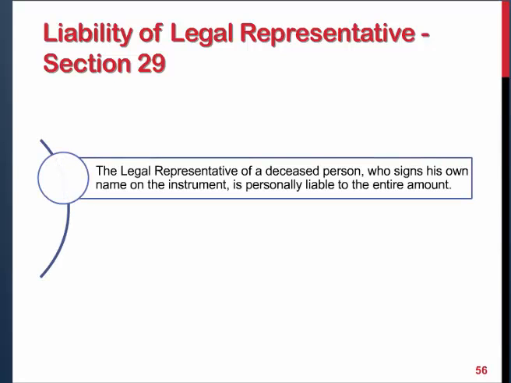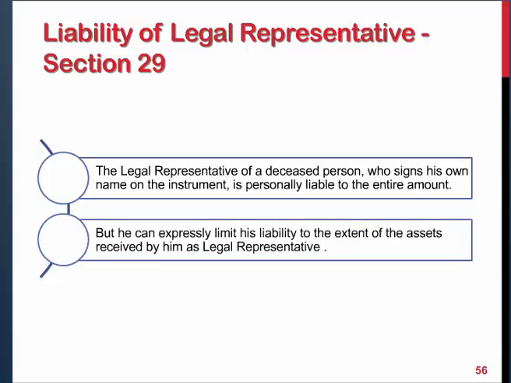Liability of a legal representative. Section 29. The legal representative of a deceased person who signs his own name on the instrument is personally liable to the entire amount, but he can expressly limit his liability to the extent of the assets received by him as legal representative.